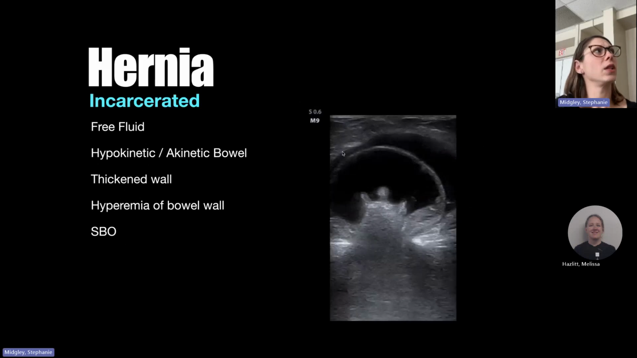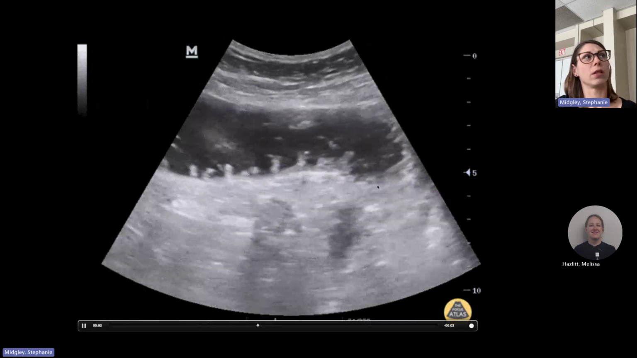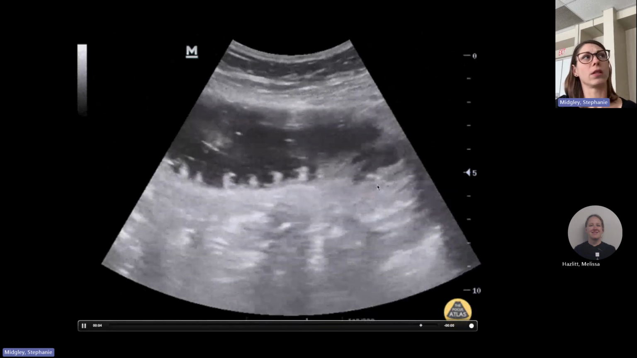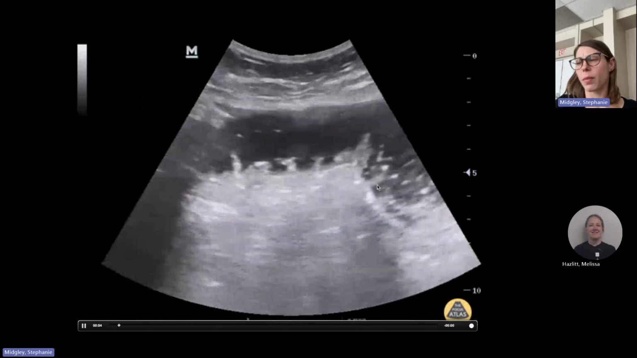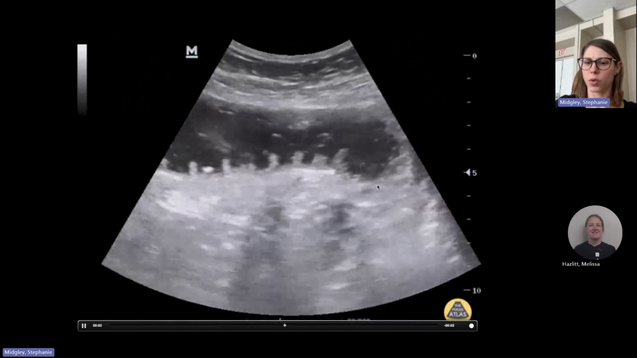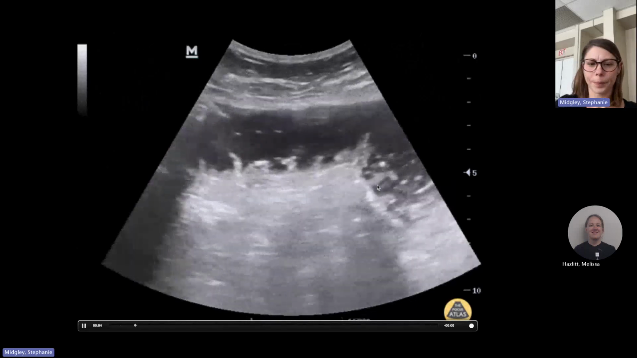Some signs of an incarcerated hernia are basically everything you'd find with a small bowel obstruction. You're going to find free fluid around it, it's going to be dilated, and if you throw color flow on it, you'll get hyperemia. And then obviously you'll get findings of a small bowel obstruction, because the most common cause of small bowel obstruction in somebody who hasn't had surgery in their belly is going to be a hernia.